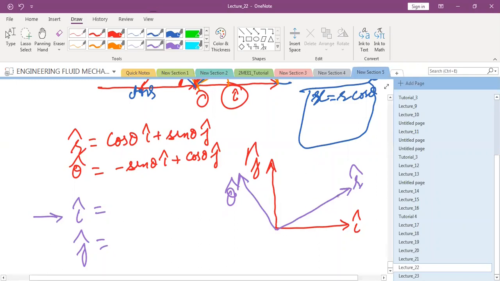So what is R? If I project this onto I cap, what do I get? This angle is theta. What should I get? R cap cos theta. Now what else do I need to project onto I? The theta cap. This is negative here. So if I now project in this direction, what do I get? Minus theta cap sin theta.